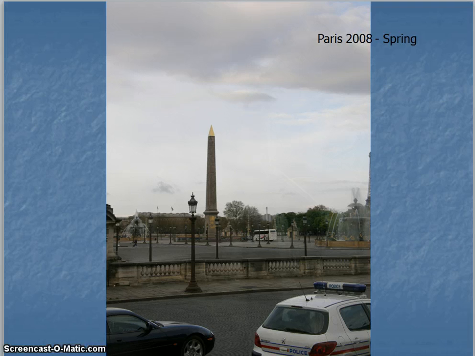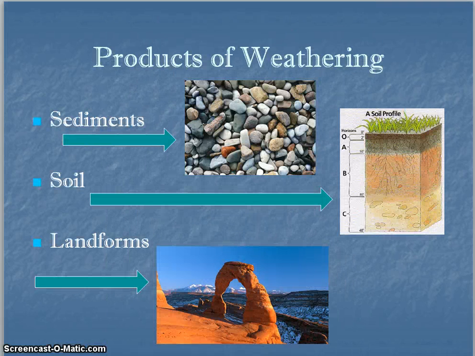Here's the one in Paris, same obelisk, but you can see some maybe even tried to protect, maybe polished, maybe put some separate chemical on there to help protect it from the chemical weathering that would be occurring there as well. All right, our last little slide here is products of weathering.